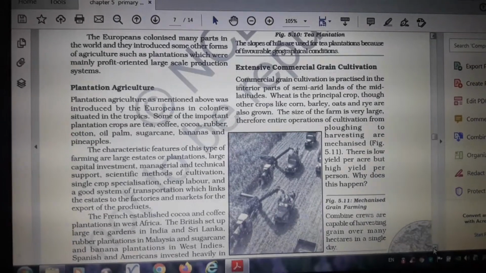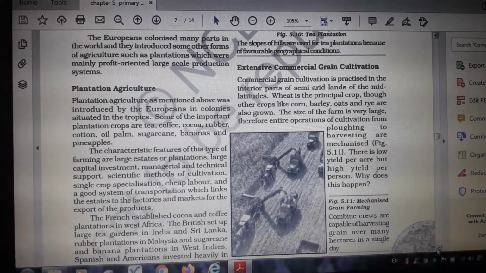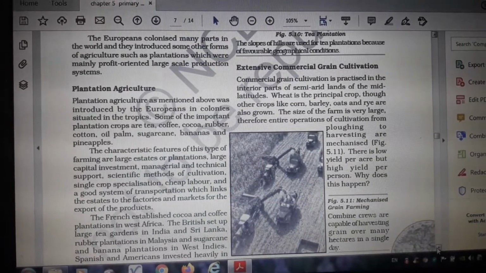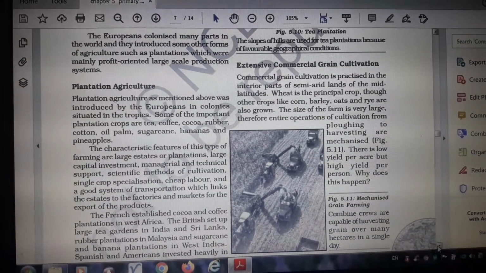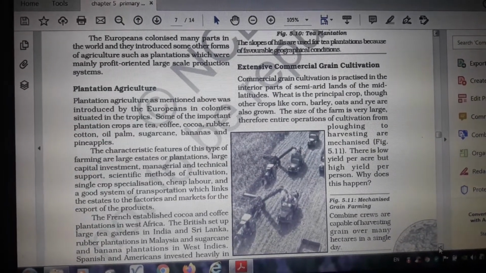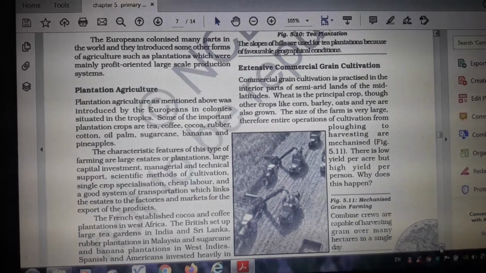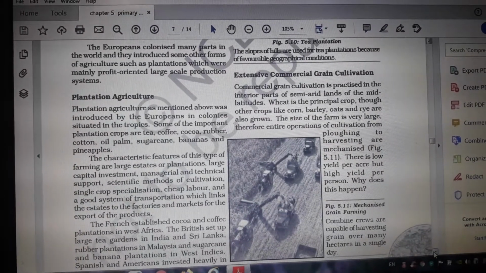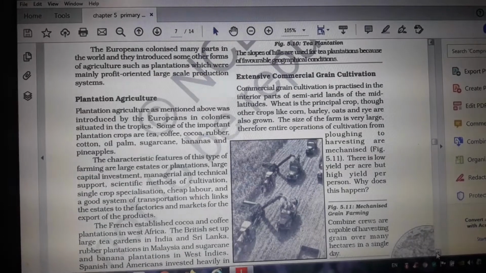These farmers cultivate not only wheat, they also cultivate barley, oats and corn. The farming is very large, and all the work from plowing to harvesting is done by machinery, all mechanized. This type is mostly found in the temperate grassland.